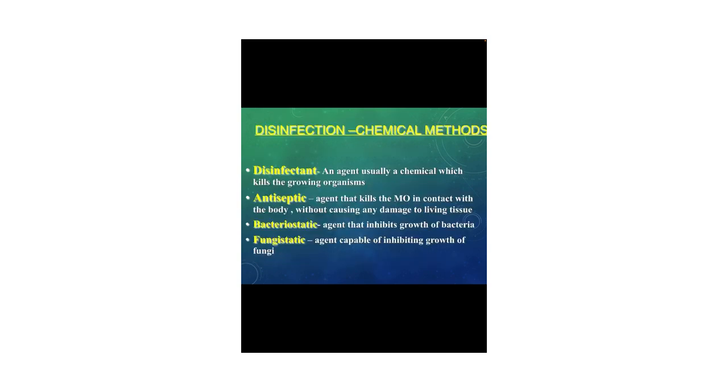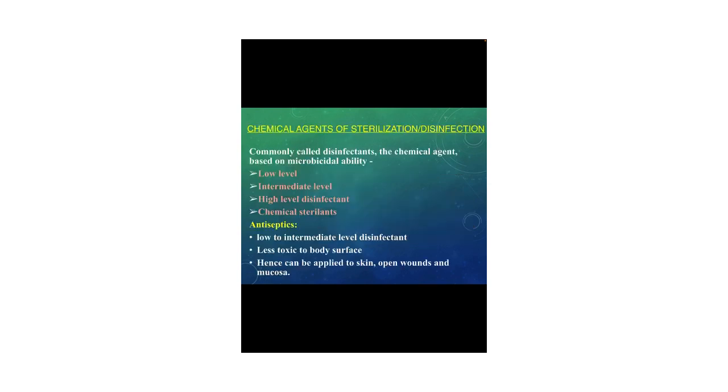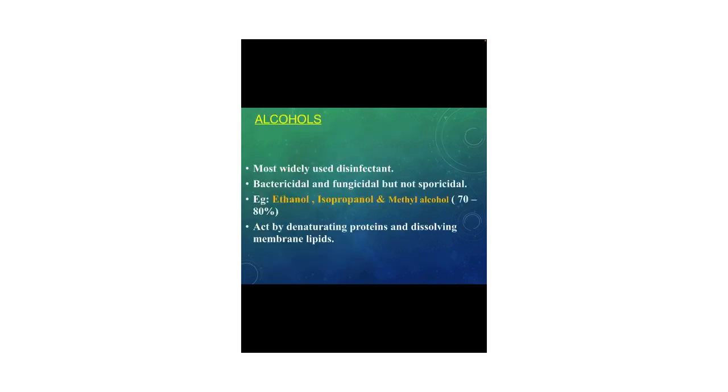Then disinfection. A disinfectant is an agent, usually a chemical, used to kill or inhibit the growth of organisms. Mainly three levels of disinfectant are there: low level, intermediate, and high level disinfectant. Low level disinfectants are alcohol based materials: ethanol, isopropanol, and methyl alcohol.